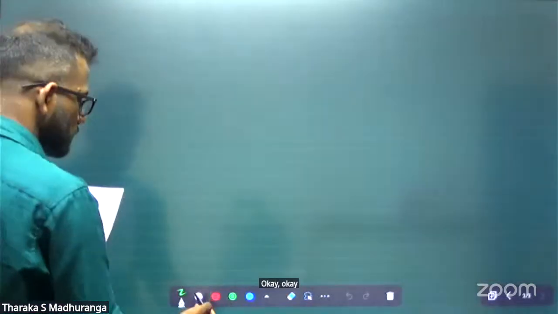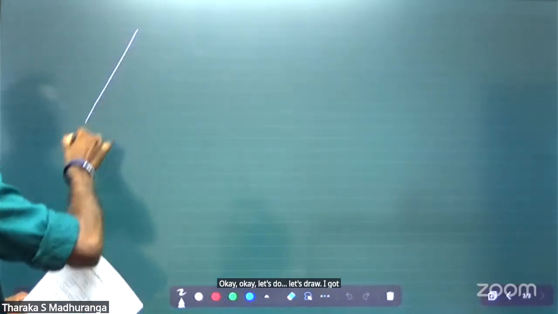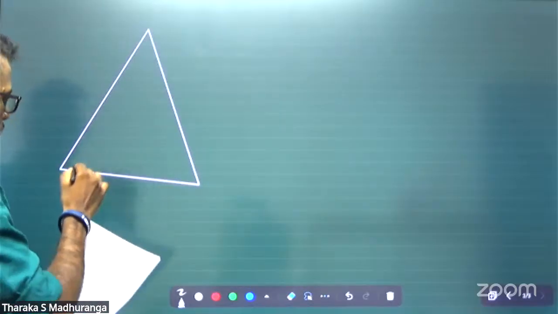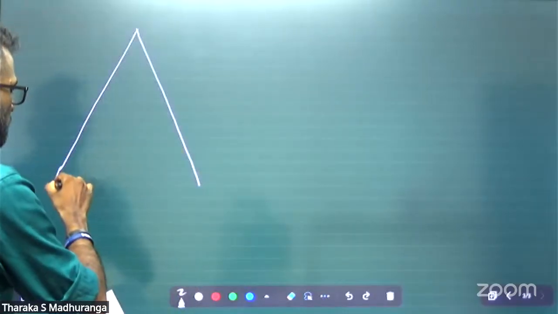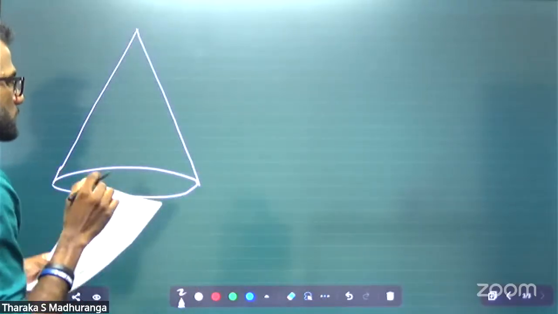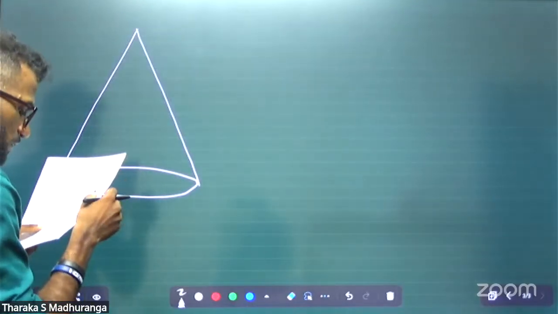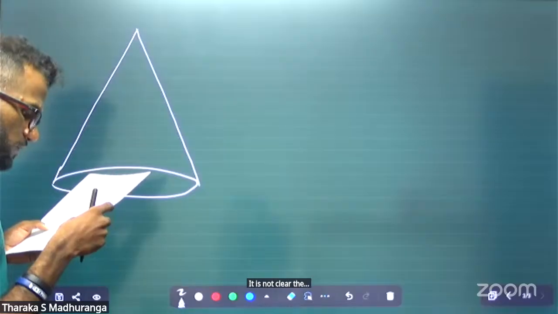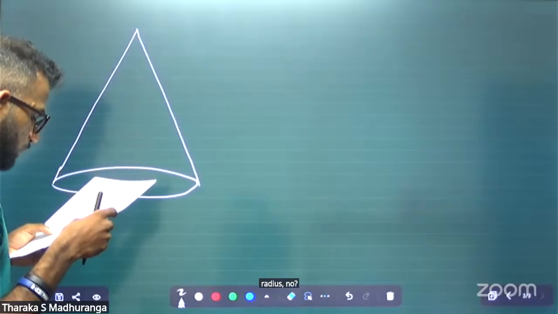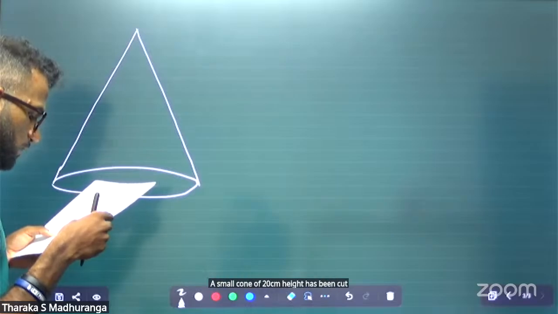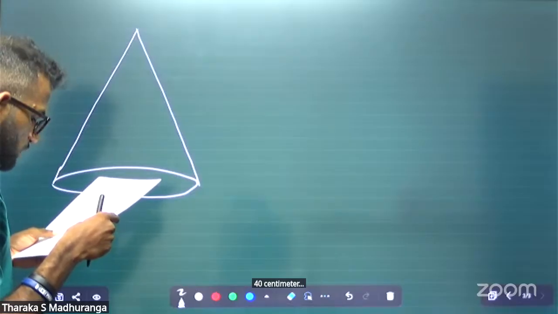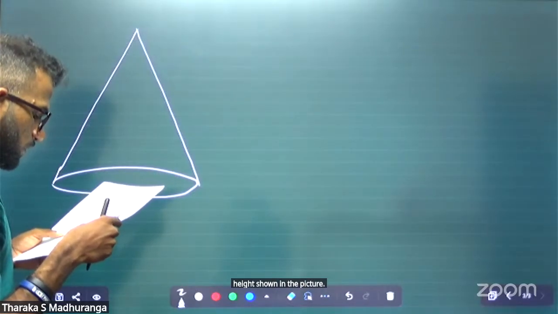Okay, let's draw. They are very good practice questions. The problem is that the radius is not clear. A small cone of 20 centimeter height has been cut and removed from the large cone of 40 centimeter height, as shown in the picture. Predict the volume of the remaining part.